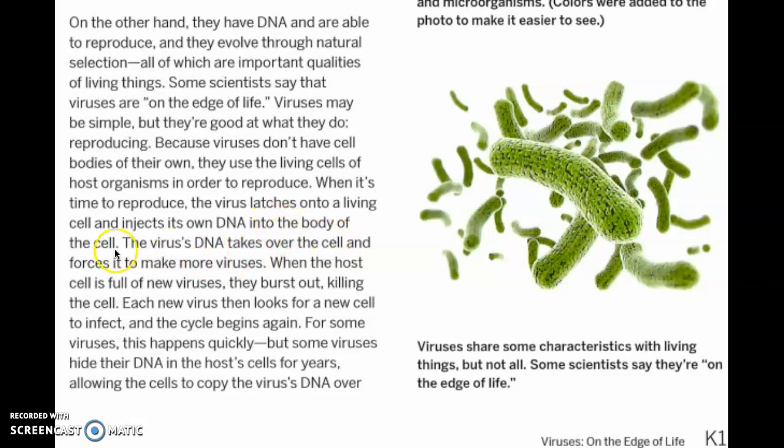So the virus latches onto a living cell and injects its own DNA into the body of the cell. So instead of your healthy cells making other healthy cells using your DNA from your parents, this virus gets into your cell and then it takes over what the cell's making.